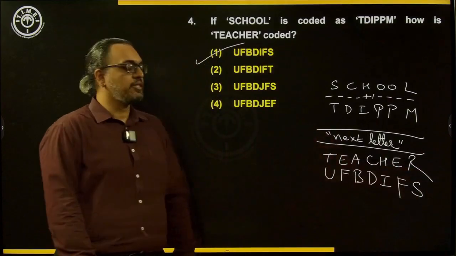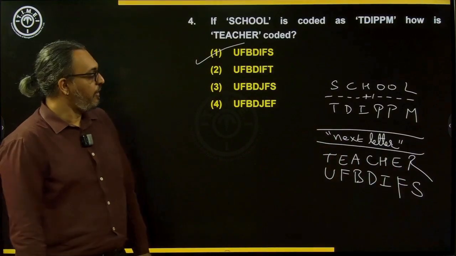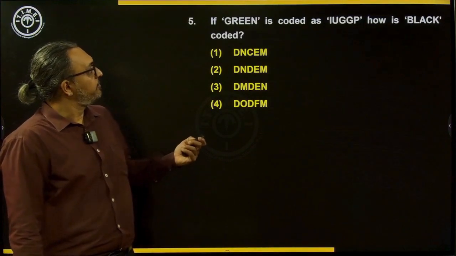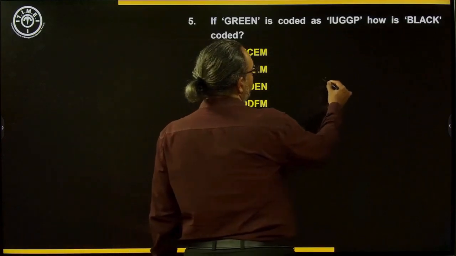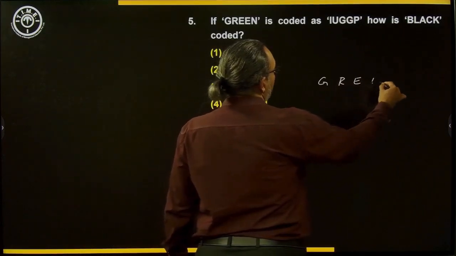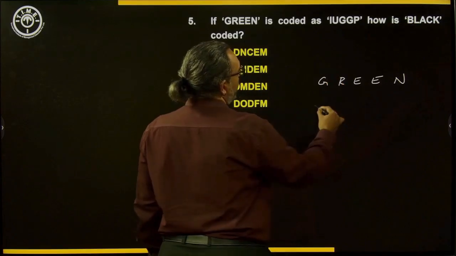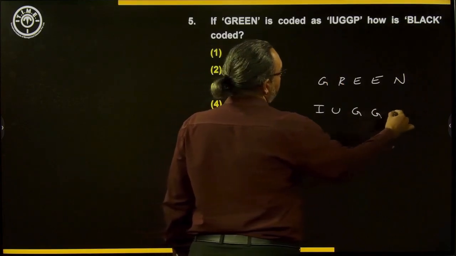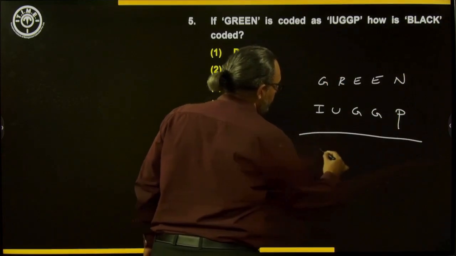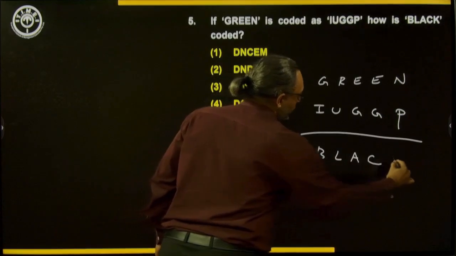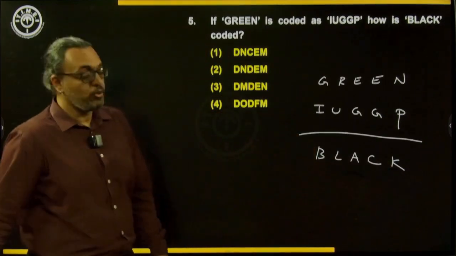Okay, the logic is next letter. Then, yes, now you have GREEN and that is coded as IUGGP. Then how is black coded is the question. So let's see.